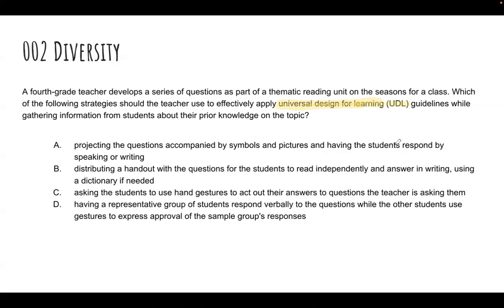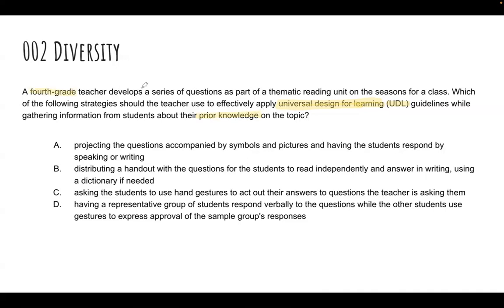So what keywords and phrases? Unmute yourself, guys, and what are some things? What are we looking for here? And what is the question asking us? I guess while gathering information from students about their prior knowledge. Prior knowledge.